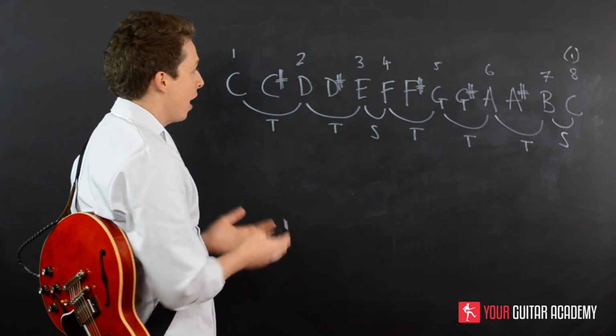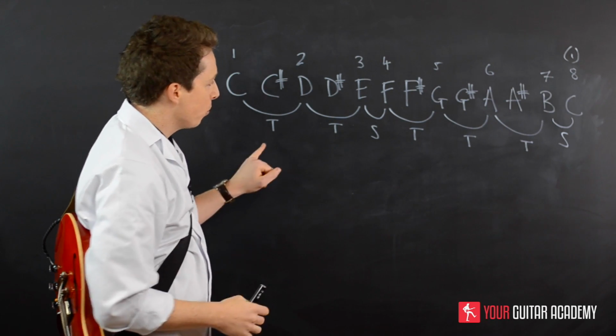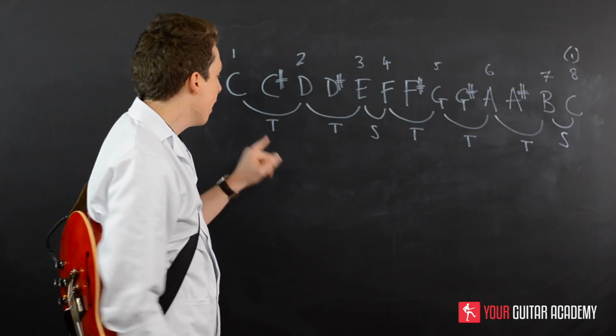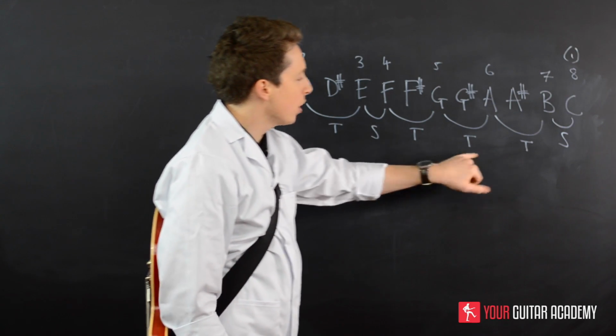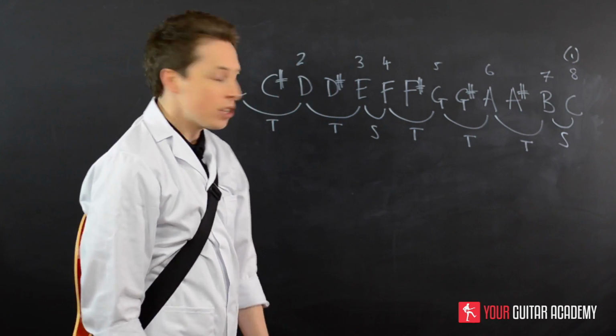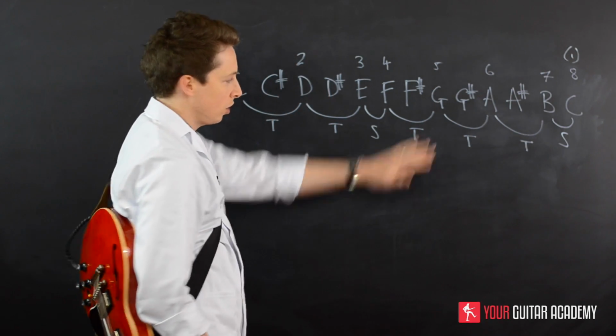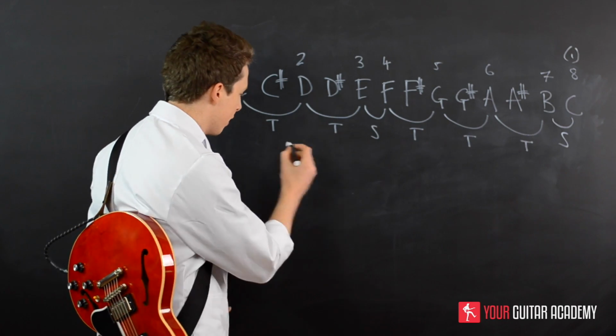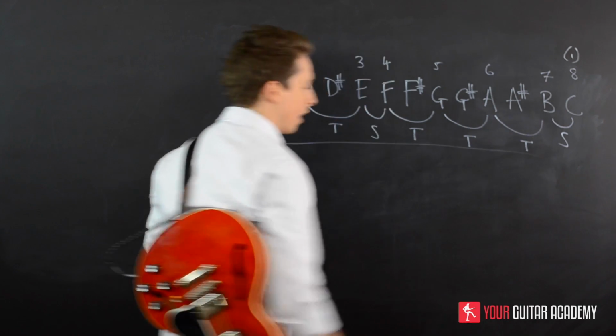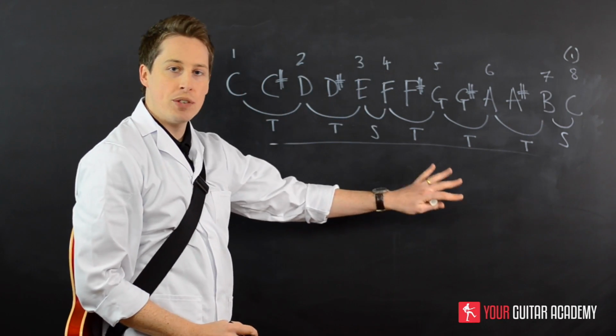So we've got a really cool, easy way to work out any major scale, okay? Tone, tone, semitone, tone, tone, tone, semitone, okay? So what I'm going to do underneath this, just keep that there, okay? I'll just draw a line underneath that, across, okay? Here we're going to do a different one, okay?